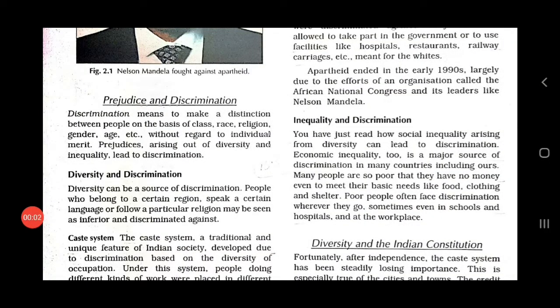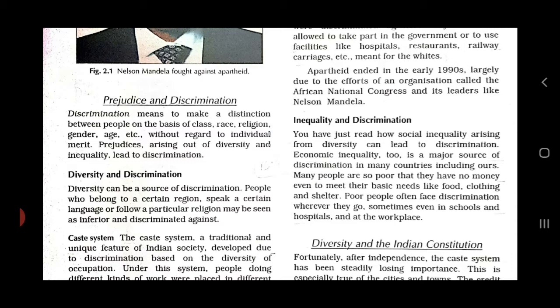Now our next topic of discussion is prejudice and discrimination. We have already done the term prejudice. Now we will study what discrimination is and how these two terms are related to each other. See, discrimination, children, basically means distinction, to make a distinction. Distinction means a clear difference between people, on the basis of class, race, religion, gender, age, and many other aspects, without regard to individual merit. Merit here means worth.